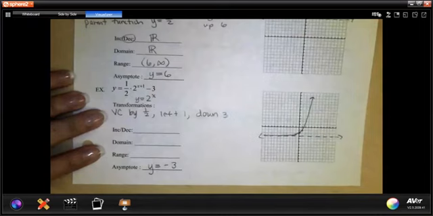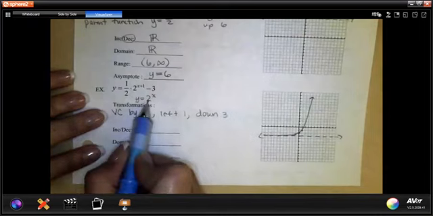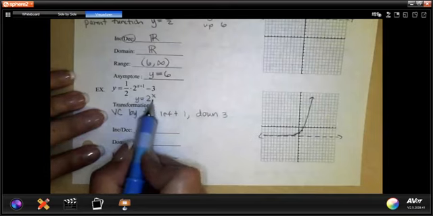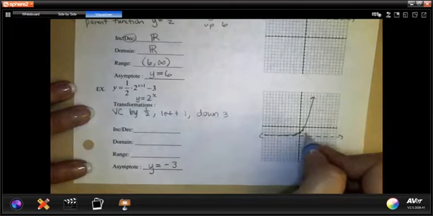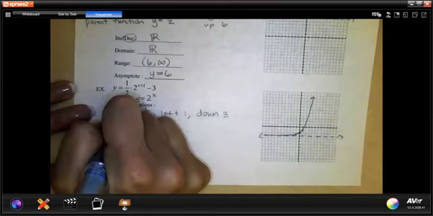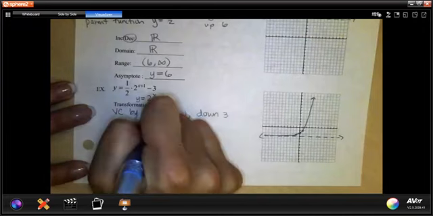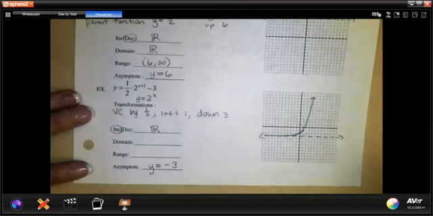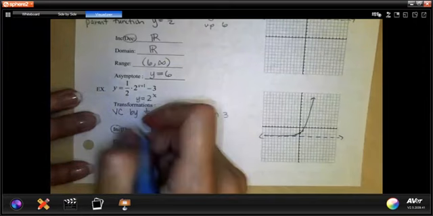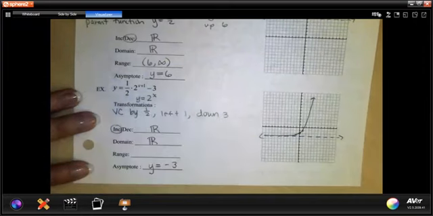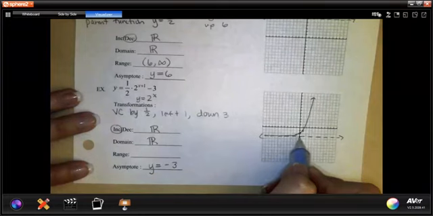This is an exponential growth because what's being raised to the x power here is 2. And since this is bigger than 1, it is an exponential growth. So this graph is increasing the entire time. So this would be increasing on all real numbers. Our domain is all real numbers, so it goes all the way to the left and all the way to the right.